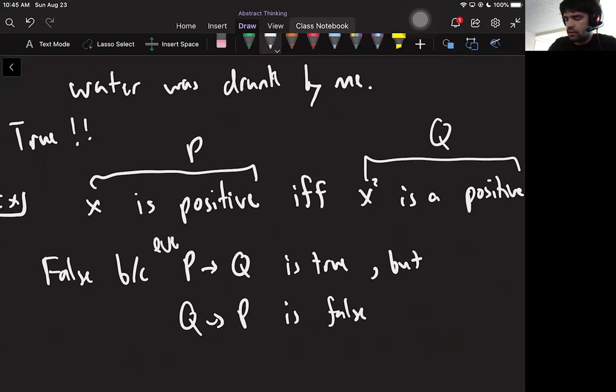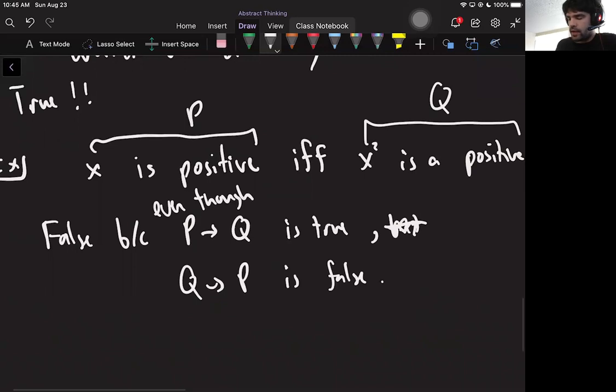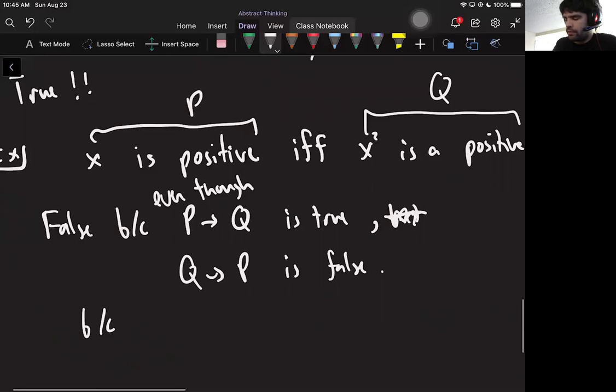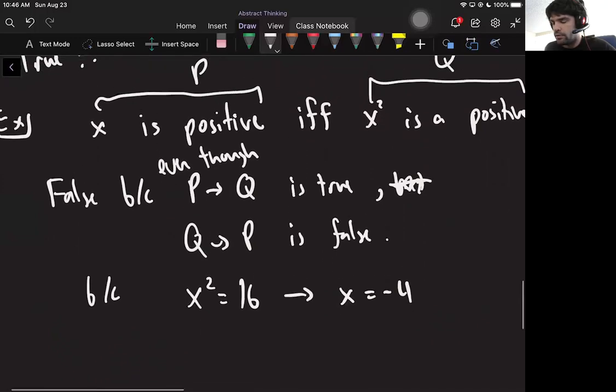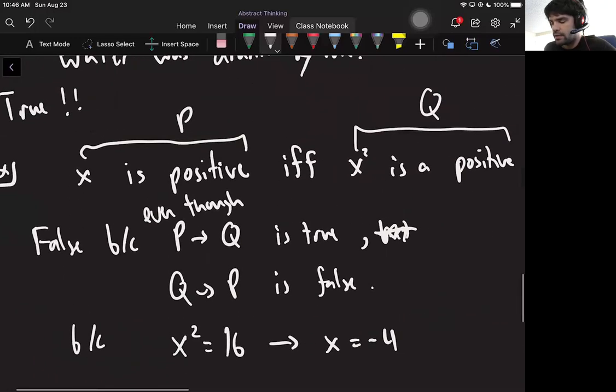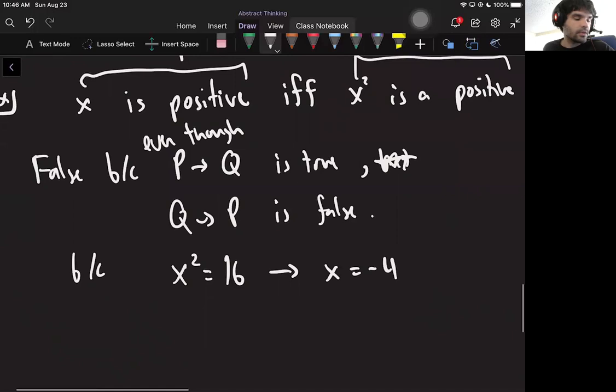I guess I should say even though this is true, the reverse is false, right? So if x is a positive number, then yes, when you square it, it will be positive. But if you start off with x squared being a positive number, you could still have x be a negative number. So that's why Q implies P is false. Okay, so these two facts are not equivalent. That means you're not saying the same thing in two different ways. You are saying two different things. And one does imply the other, but not vice versa.